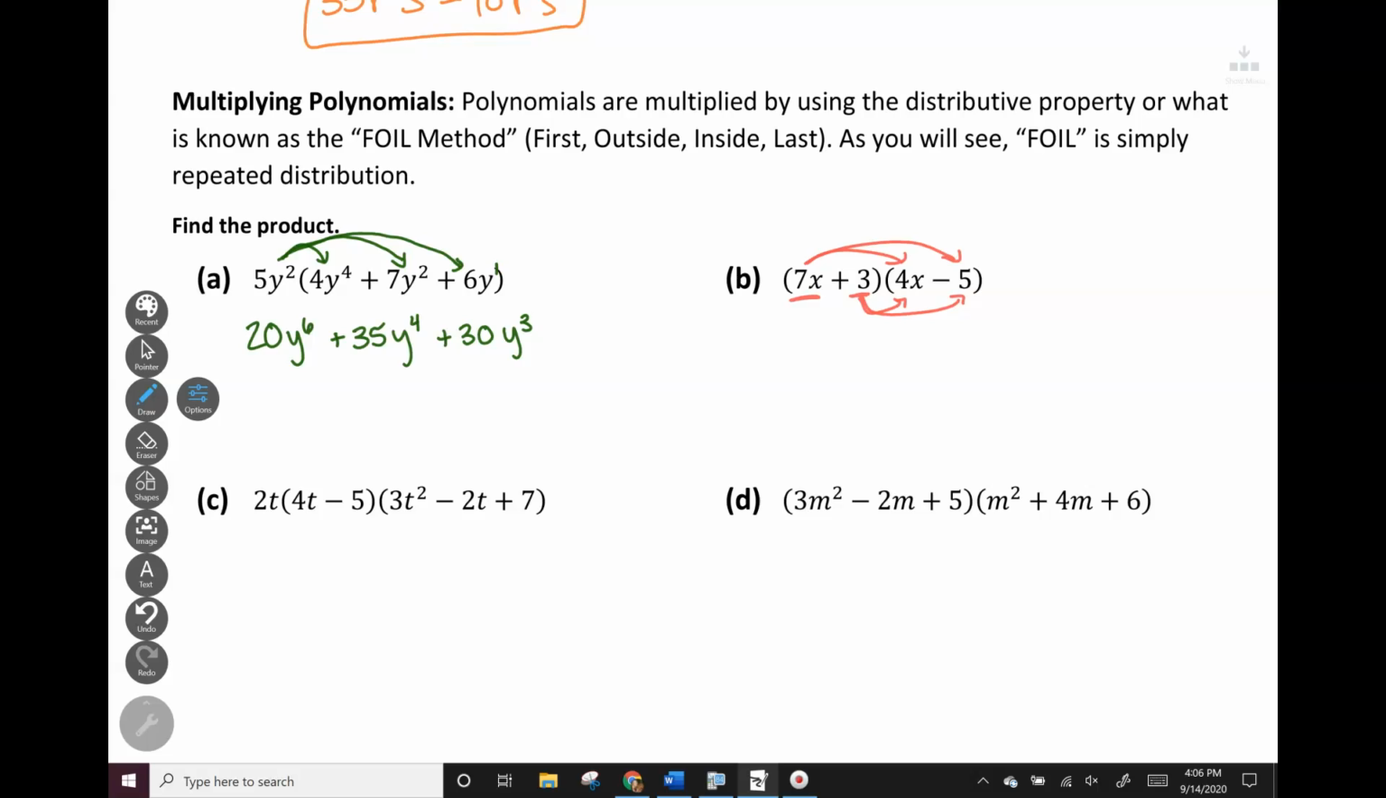Okay, so distributing the 7x, I get 28x squared. And then to the negative 5, I get negative 35x. Then moving on to the 3, I've got plus 12x. And then minus 15. I'm going to combine like terms here to simplify, and we're done.